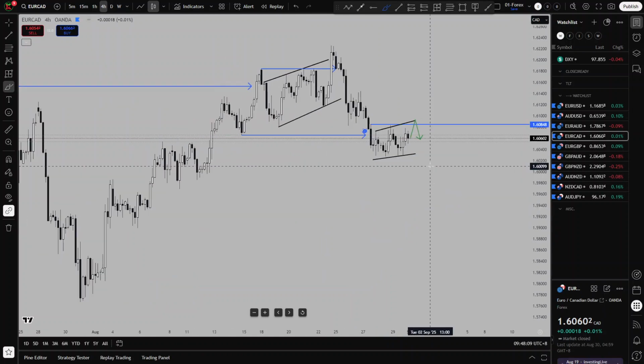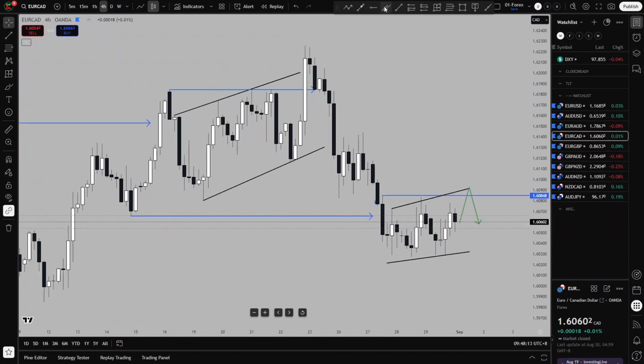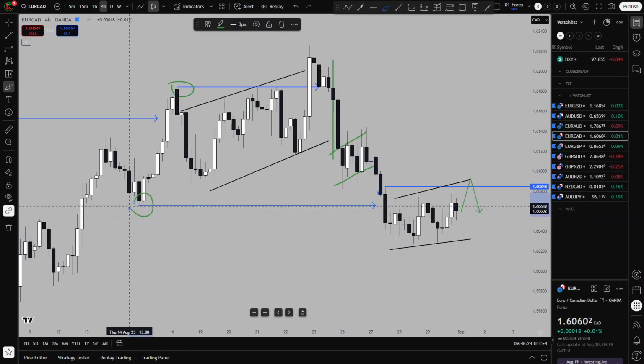Euro Canadian is in a very nice run here as well. We start on the 4-hour time frame. We had this 1, 2, 3 and into the high, an impulsive run, another bigger correction, and are now forming the next bigger correction on the area of interest here. But you can see here we trade through the low and not above the low.